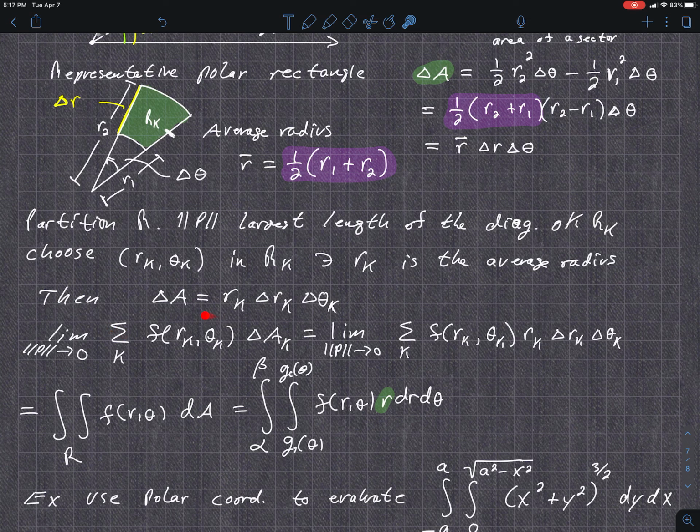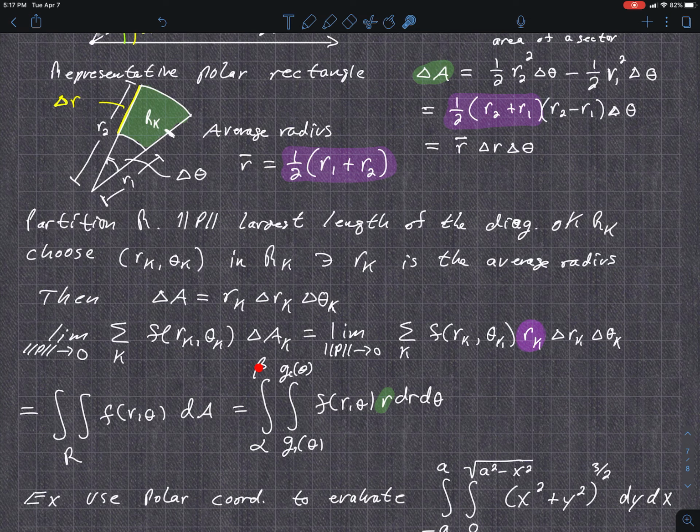Then when you take the limit as the norm of the partition approaches 0 over all the sums, and you have some function of your delta A's, you get your delta A is all of this. So what essentially happens is you get this extra factor of r here. And because of that, your formula has the r dr d theta. That's the most critical: you're integrating over the region, dA.